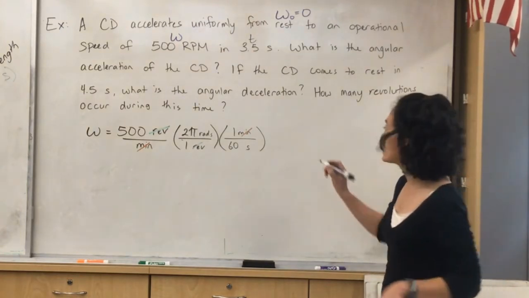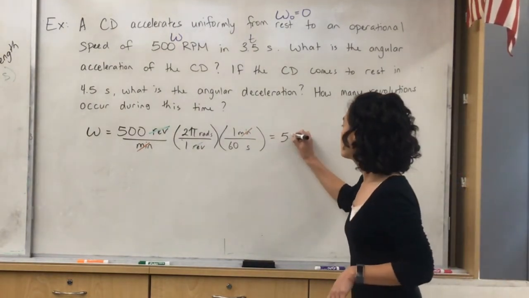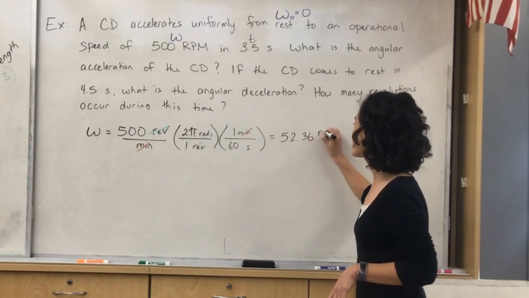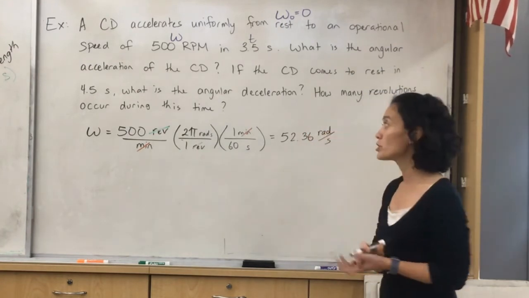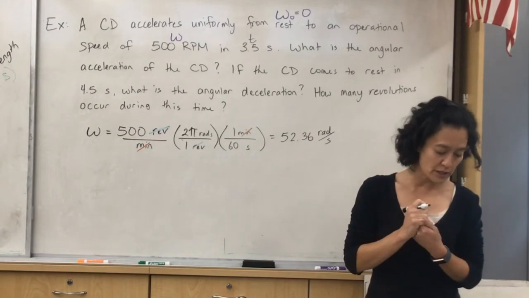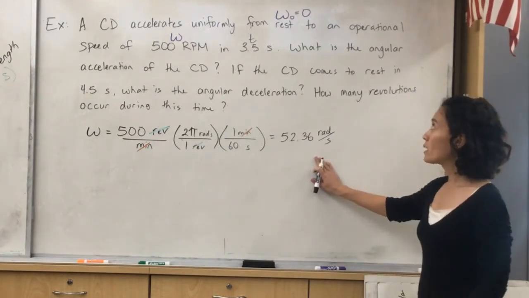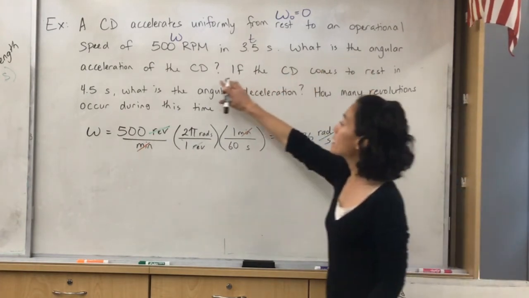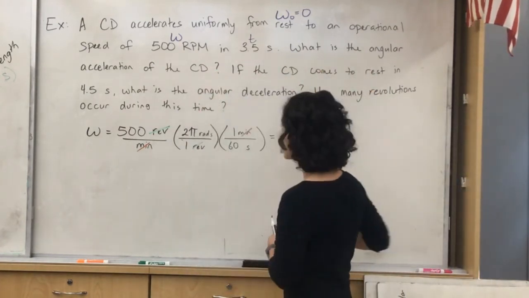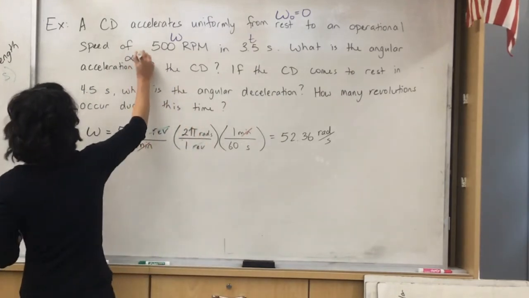So I got that it was 52.36 rads per second. Hopefully you did your own calculation. You're keeping me honest. So that is my omega final. And the first question says, what is the angular acceleration of the CD? So I'm looking to figure out what alpha is.